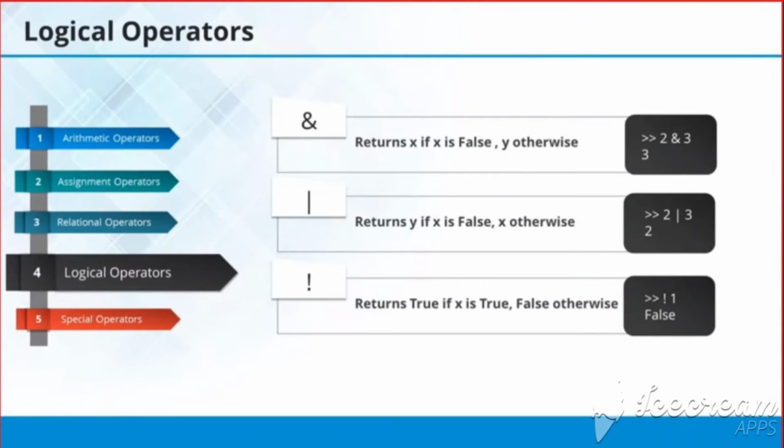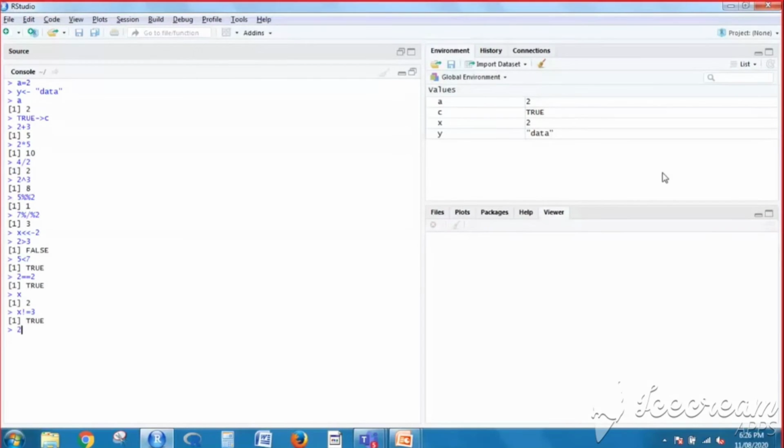Now let's move to the next, the logical operators. These are the three logical operators. The first one is the AND operator, the second is the OR operator, and the third provides the negation, the inverse of the value. Let me check first, 2 and 3. It is giving us true. Actually, it is a Boolean operator.